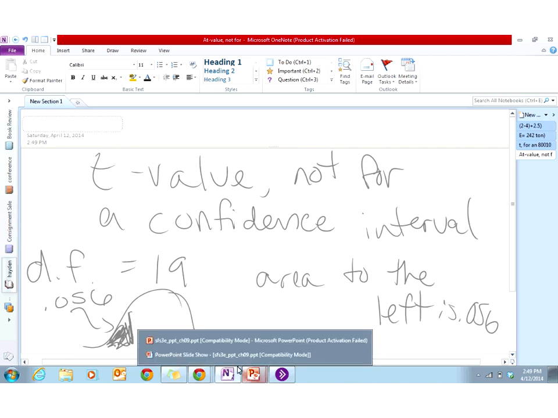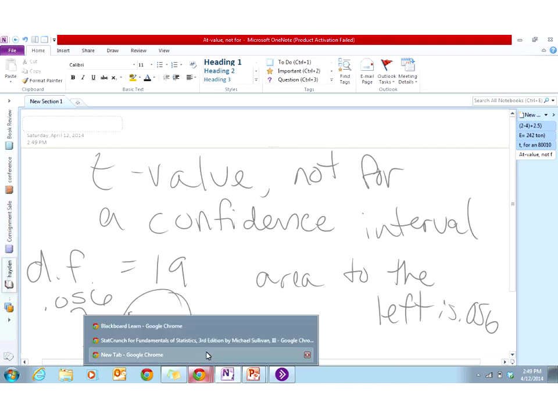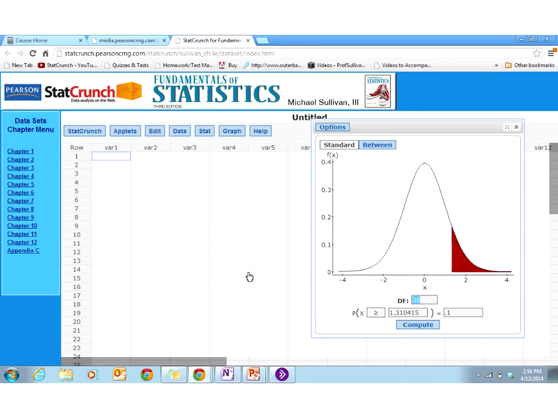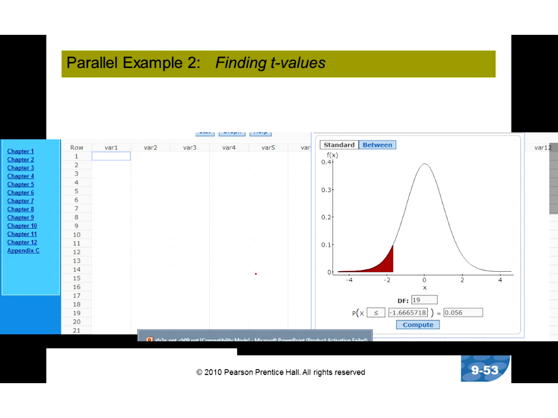So let's go back to StatCrunch. Degrees of freedom are 19. 0.056. Less than. And there it is. Yep, it's a negative number, and that's okay. But when we're dealing with confidence intervals, we're always going to be using the positive number, the absolute value. All right, so let's go back to our lecture.